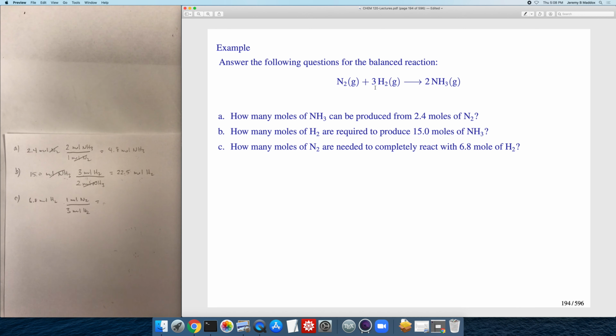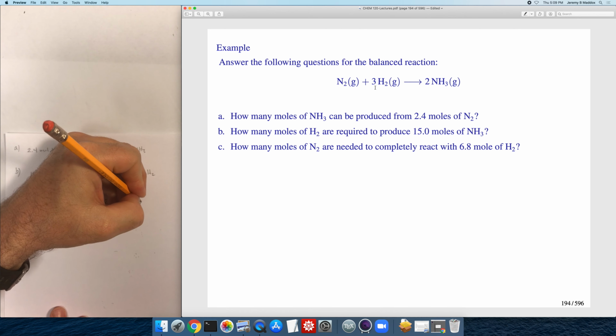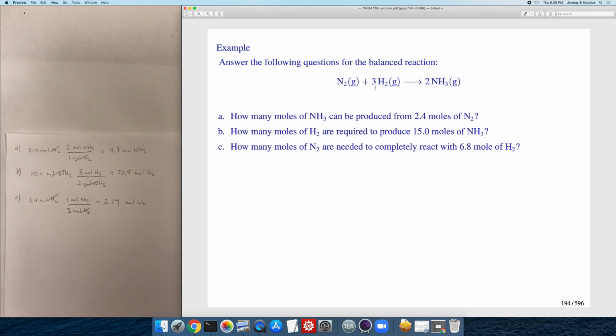So 6.8 divided by 3, 2.27 moles of N2. Those cancel out. So just again, to remind you, these numbers I'm pulling from the stoichiometric coefficients in the balanced chemical equation. This is the mole-to-mole conversion, and this type of thing is the heart of every single stoichiometric problem you could work.